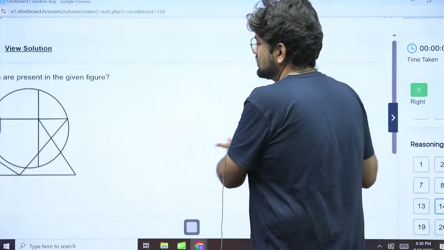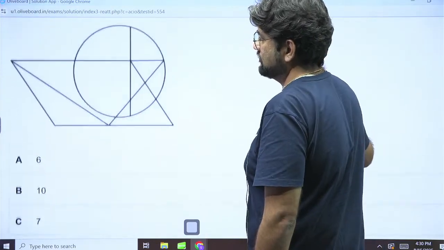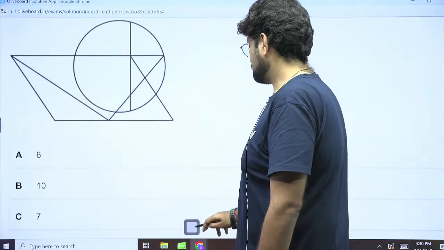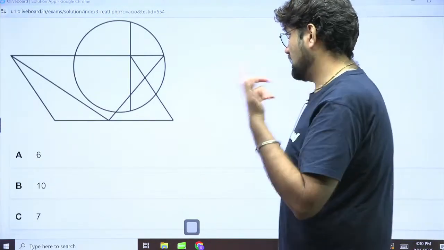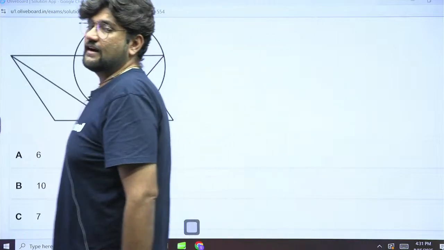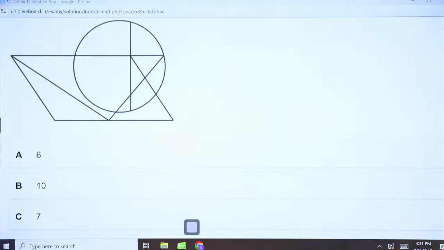How many triangles are present in the given figure? Though a very easy question, just look at the options. 6, 10, 7, 12. The options are slightly close. Either 6 and 7 or 10 or 12. That's what the answer is going to be. But why do a majority of people fail here? Why do they count the incorrect number of triangles? I'll just show it to you.